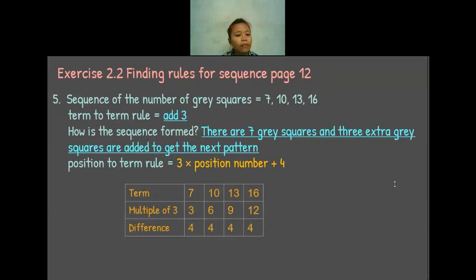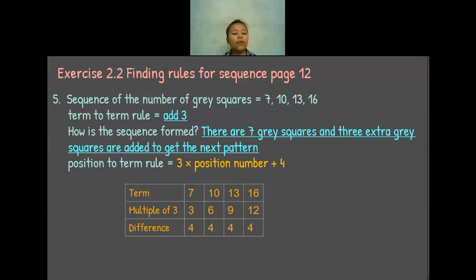For question 5, we already have the tiles, but I do not draw the tiles here like the patterns. There are so many gray boxes, and I will just count the number of gray squares. On the first pattern, there are 7 gray squares, the second pattern has 10, the third pattern has 13, and the fourth pattern has 16 gray squares.